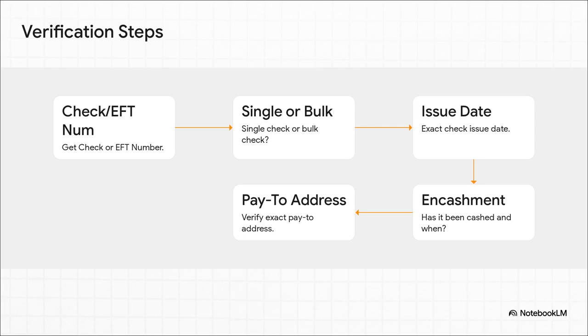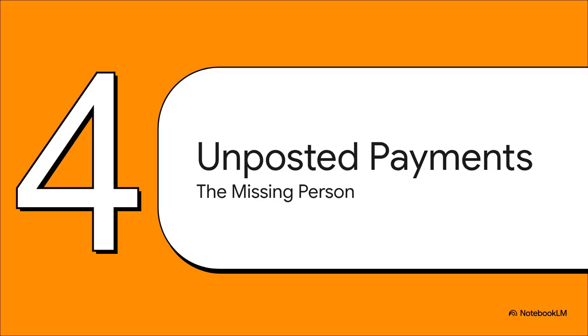And 5, this one is huge. Verify the exact pay-to address they have on file to make sure a paper check didn't accidentally get mailed to some old office location. Section 4. Handling unposted payments, the missing person.